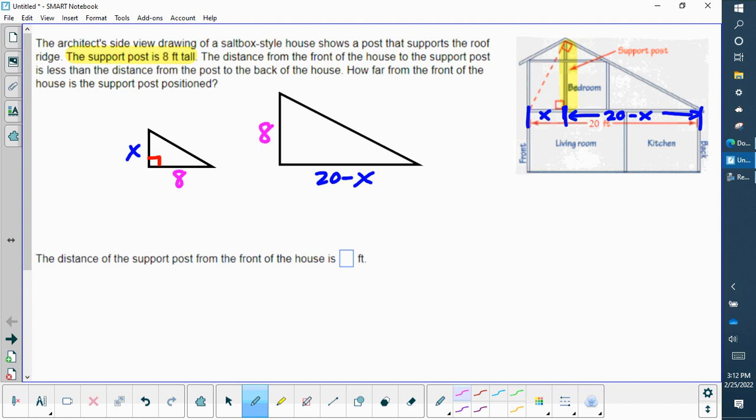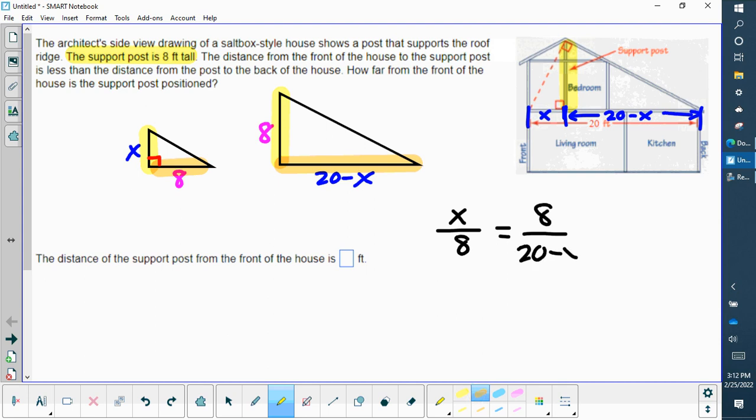Okay, I can set up a proportion here. I have multiple ways I can do the proportions. I can do this as a fraction and make this as a fraction. I prefer to match up corresponding sides. Short leg, short leg. I'm going to choose the smaller over the large, so I'm doing small over big. Then I'll match up these legs, and that goes over here, and that's 8 over 20 minus x.